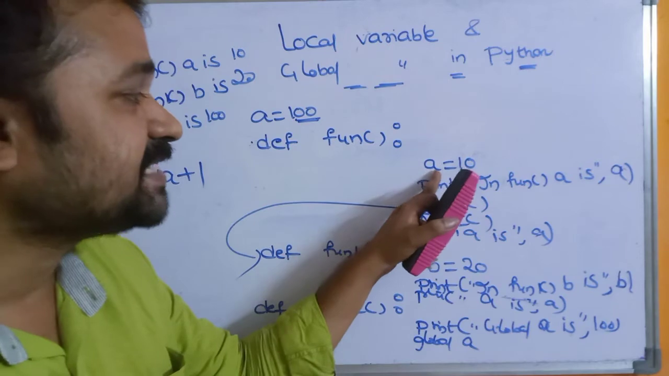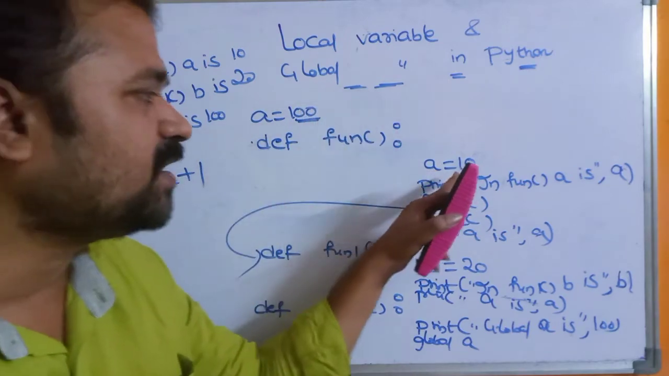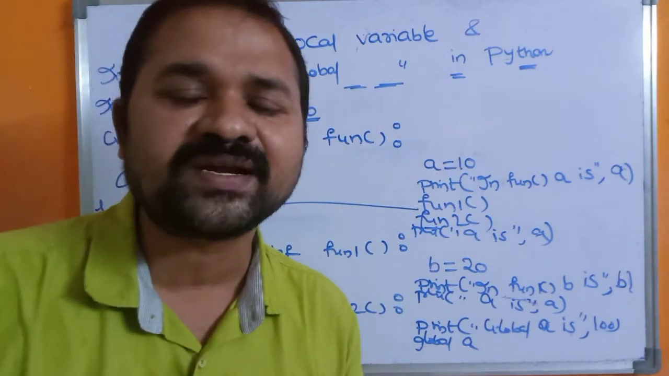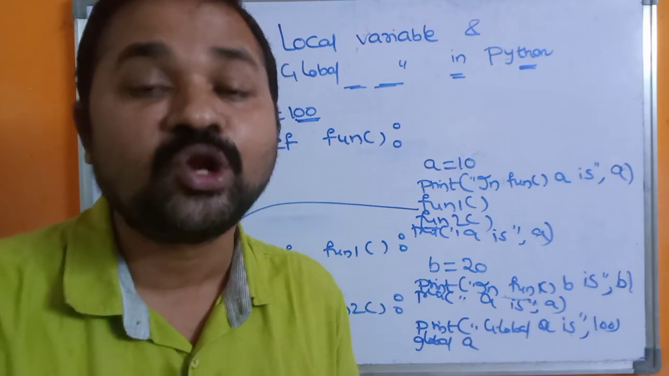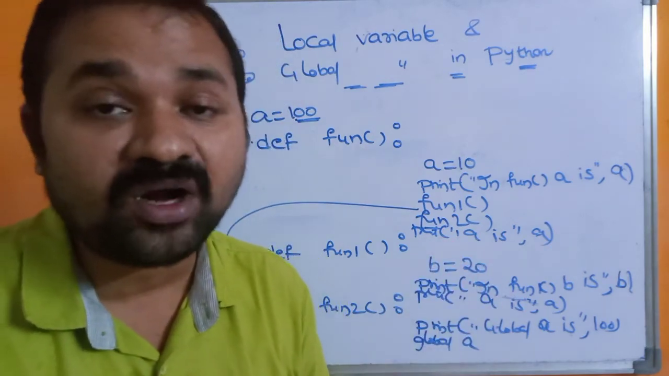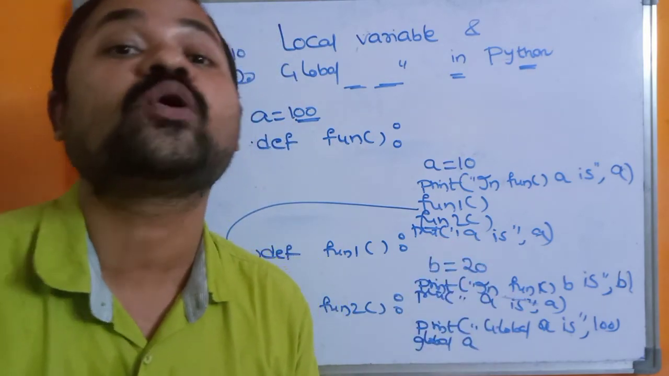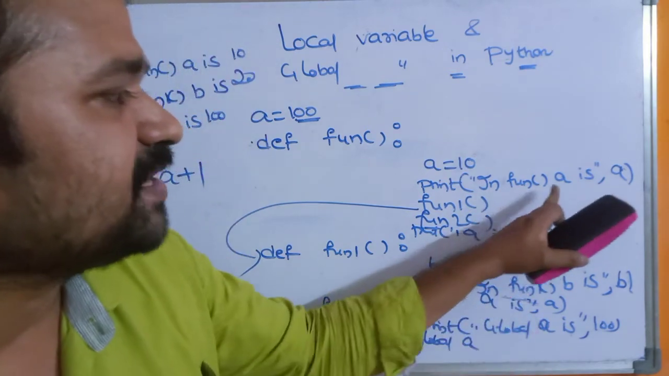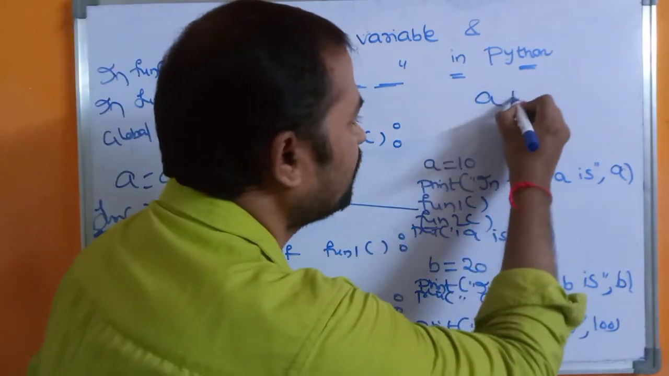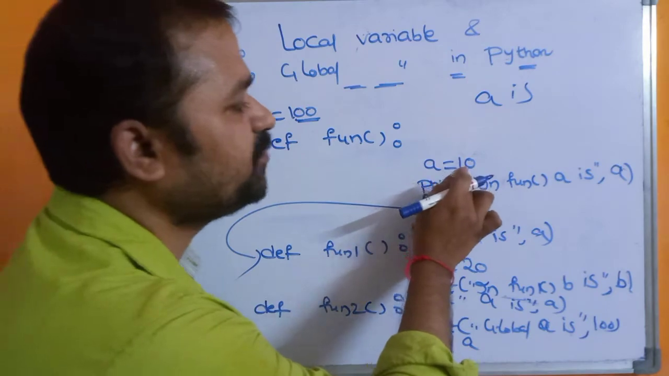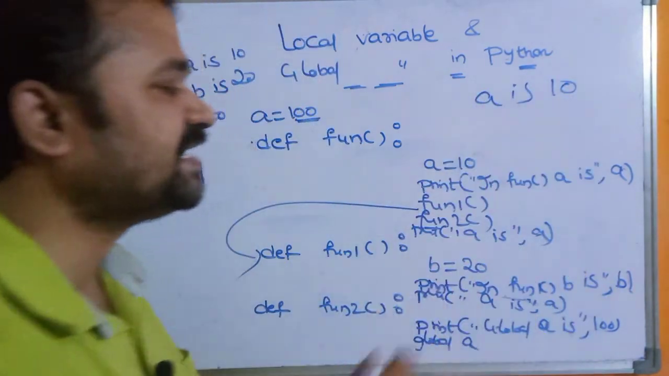If we declare the same variable as local and global variable, then by default the preference will be given to the local variable. So what we have now in function 1, a is, what is the output? What is local variable a? 10. So 10 will get printed.